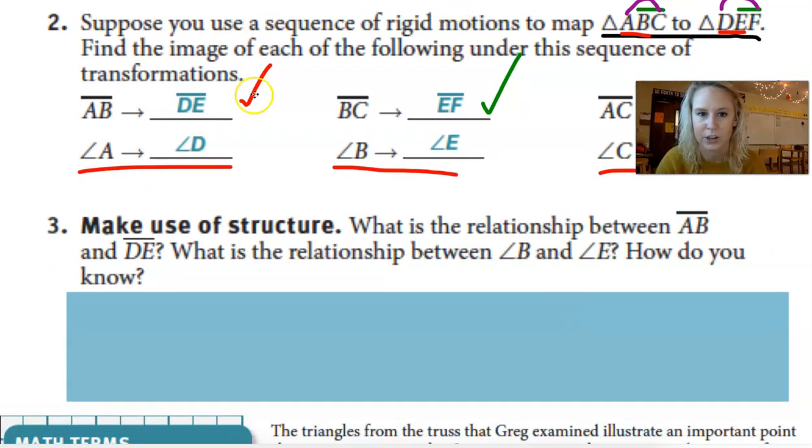Otherwise, you're all going to try number 3. So what is the relationship between AB and DE? What is the relationship between angle B and angle E? And then tell me how you know. So what do you think the relationship is between those sides and those angles, and tell me what you think. Press pause.